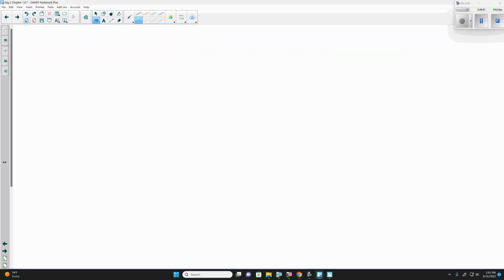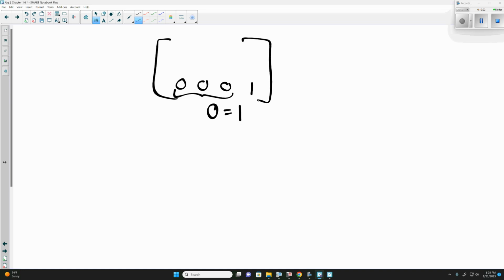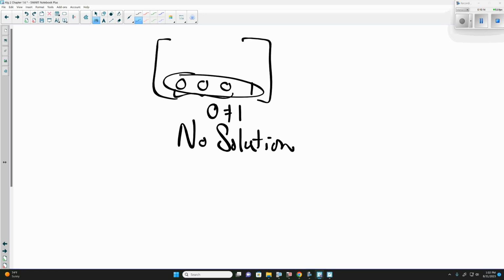Because what that last row is, because we do have other numbers, 1, 2, 3, 1. This is saying that x, y, and z are all 0, and that 0 equals 1, which does not work, so this is a no solution. It doesn't matter what the other numbers are because we have this on one of the rows. It does not work. Does this make sense?